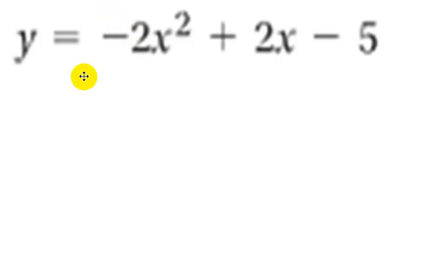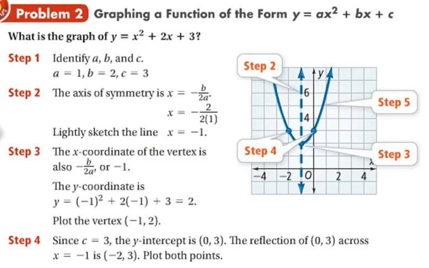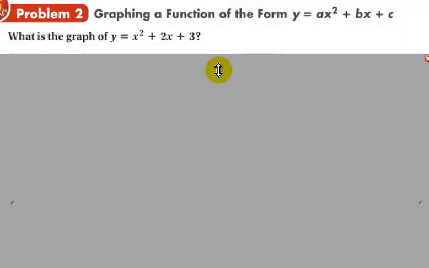So this is what we're going to do. So let's apply this process to problem 2. Problem 2 says graphing a function from the standard form of a quadratic function. So what is the graph of y equals x squared plus 2x plus 3?